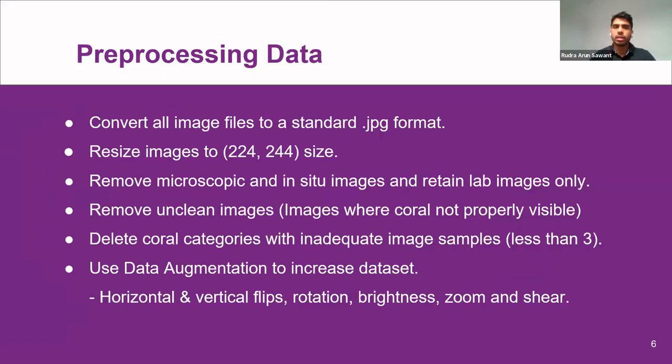To pre-process this data set, the first thing we did was convert all the images into a standard format of JPG, because there were different files, including TIFF and PNGs and other file formats. So we converted to a standard format. Then we resized them to 224 by 224.